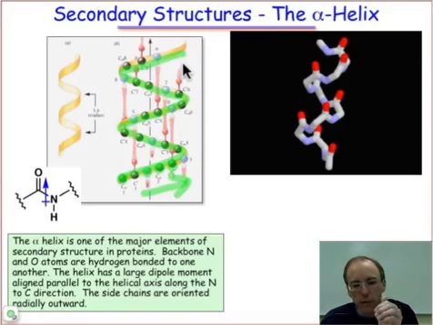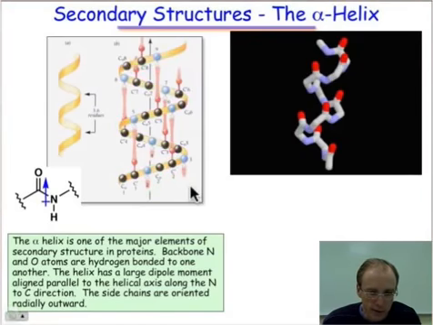If you try to do the same thing with your left hand, what's going to happen is your fingers are going to travel along the chain in one direction, and your thumb is going to be pointing in the opposite direction, so we know that this is not the left-handed helix.